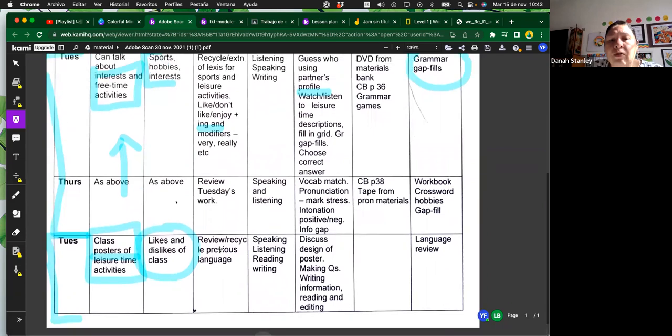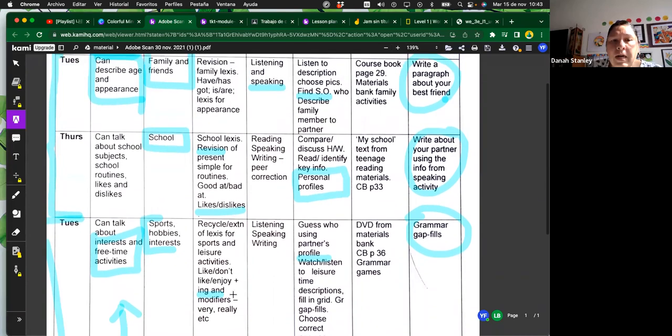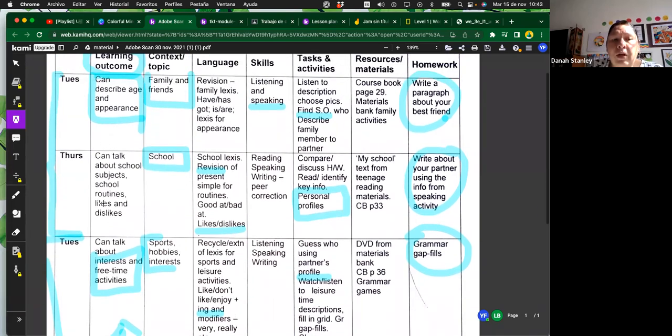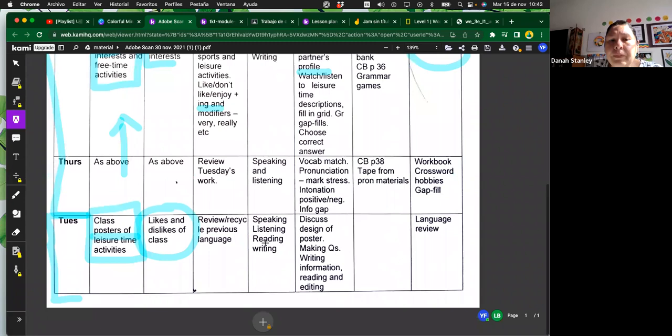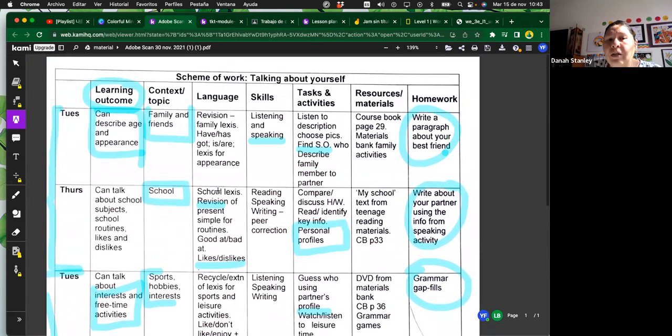Review and recycle previous knowledge about like, don't like, enjoy by using very and really. These subjects, school subjects, routines, etc. And discuss design of a poster, making questions, writing, information, reading, and editing. Here is the writing process. And language review. In here, they are putting into practice all the grammar and the vocabulary they learned during these 2 weeks.